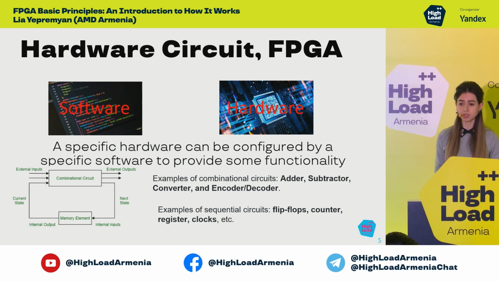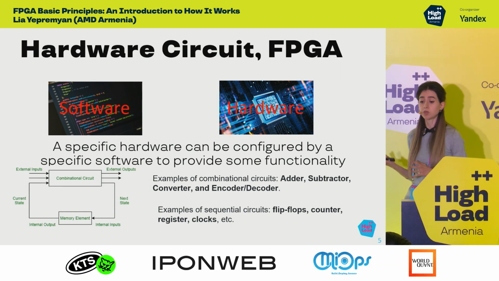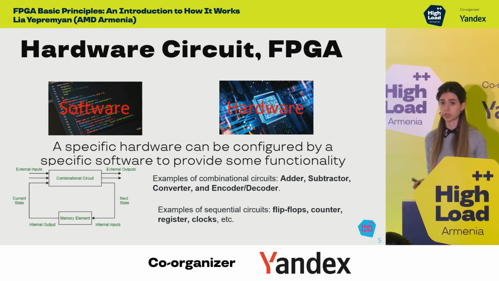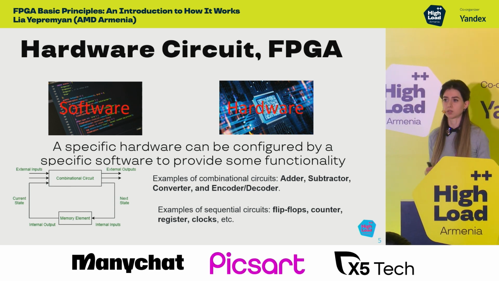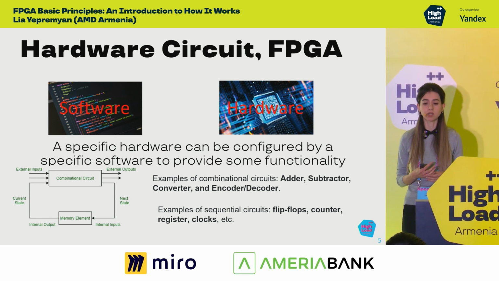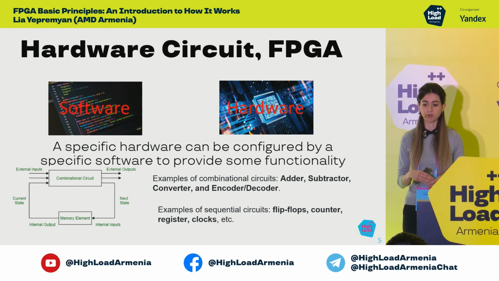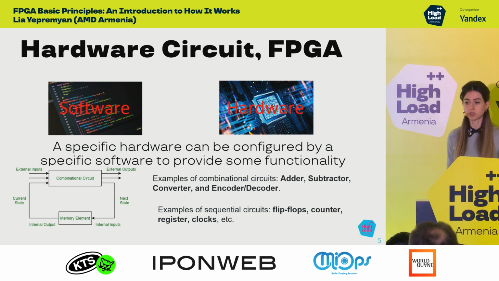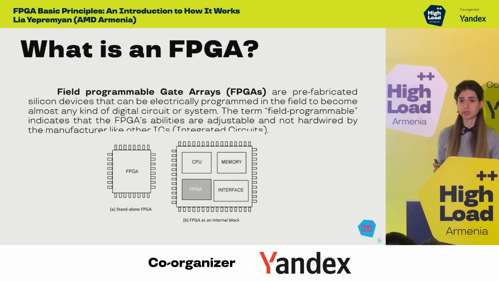Combinational circuits are those whose output solely depends on their inputs. Examples of combinational circuits can be adders, subtractors, converters, encoders, decoders. Sequential circuits, on the other hand, are built using combinational circuits and memory elements called flip-flops. The output of sequential circuits depends on their previous and input states. Examples of sequential circuits are flip-flops, state machines, registers, etc. So FPGA by itself is considered hardware.